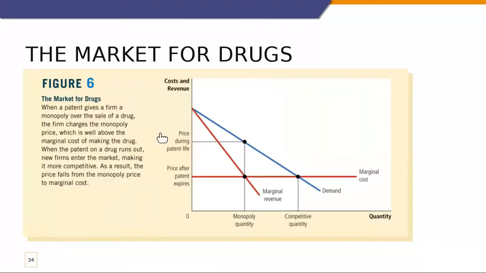Now, the market for drugs. This is a specific example of the case where a firm has a monopoly, but they don't necessarily have it permanently. As long as a drug manufacturer, for example, makes drugs, when they finish making a drug, they can then patent said drug, and when they patent said drug, they get 10 years of monopoly pricing to recuperate their losses.